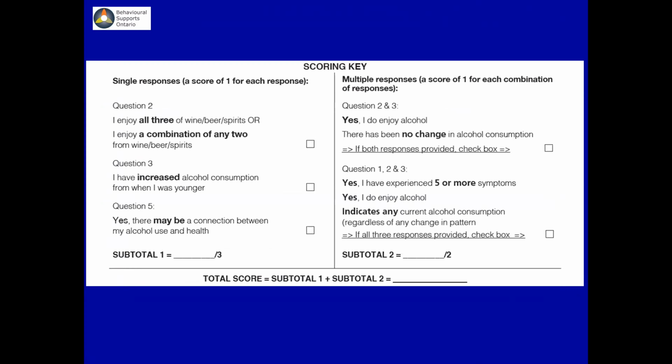And the next part is really, this is a soft approach. And so we need to find subtle ways to identify individuals who might be drinking at a level that might be placing their health at risk. So if you know someone who has increased their alcohol consumption from when they were younger, generally as we get older, we drink less. So when there's an increase, that's going to be something that you should be watching for, right?